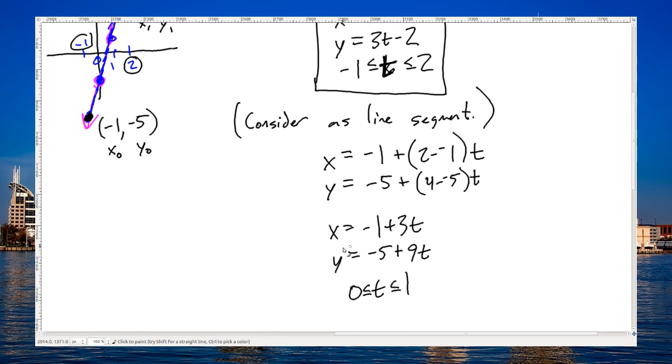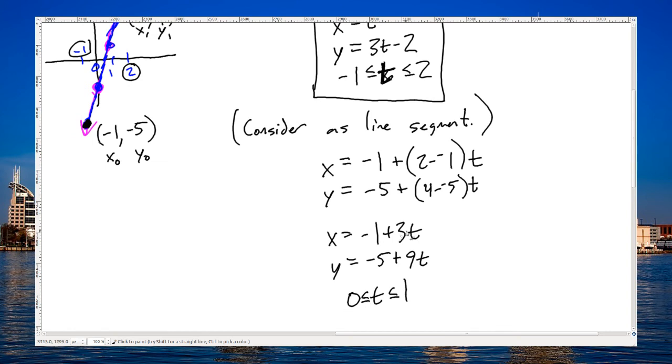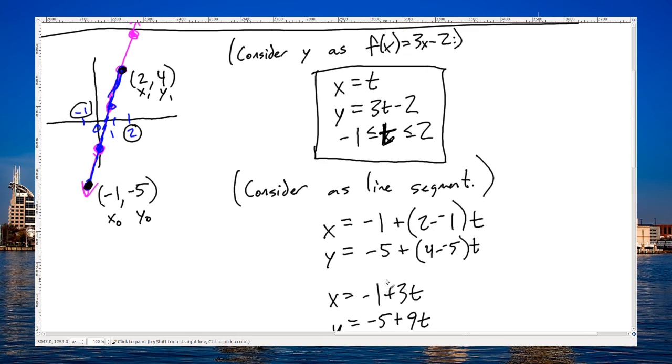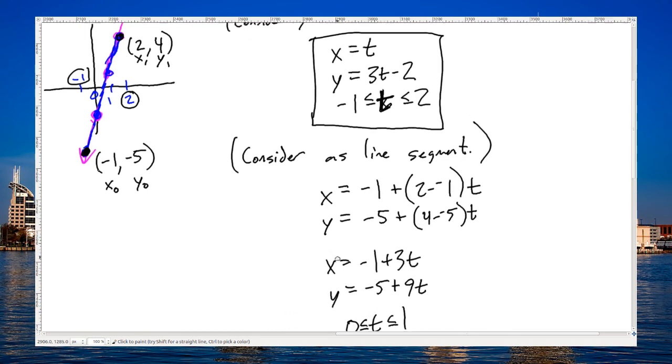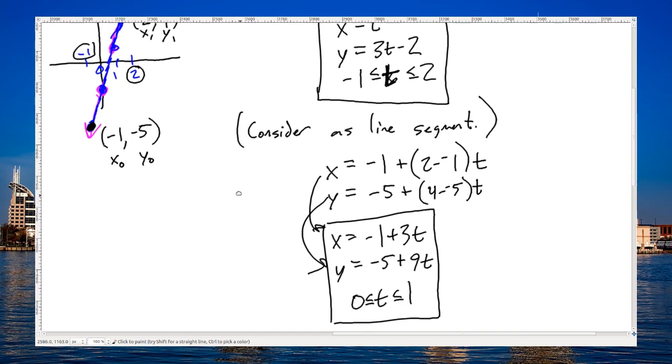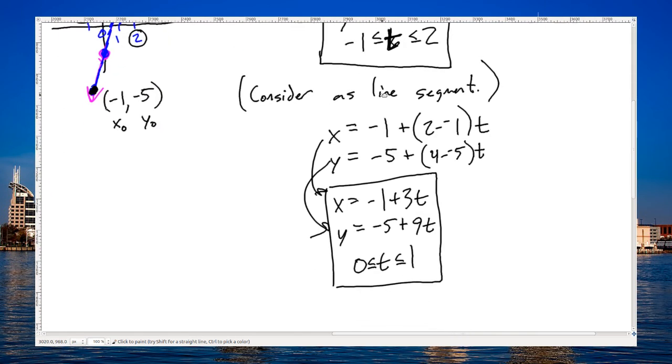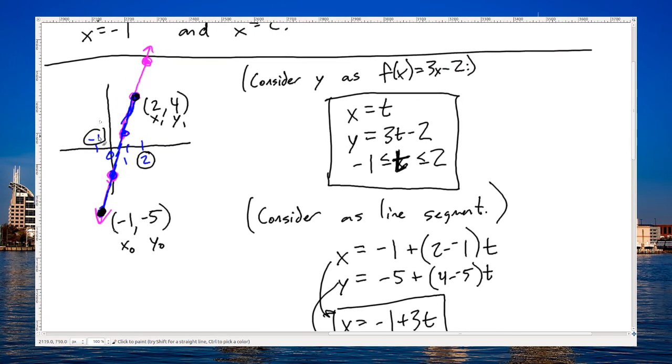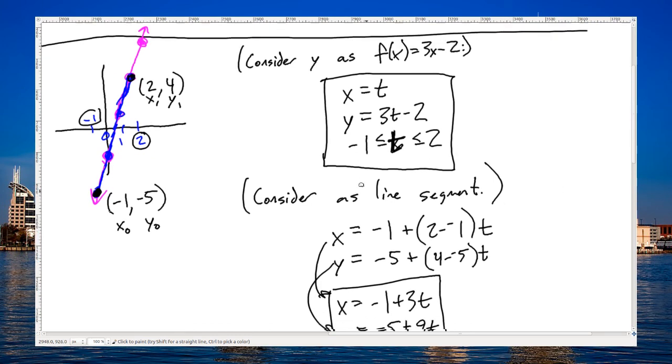And the reason why is that, well, just plug in the number. If you plug in a 0, you get negative 1, negative 5, the starting point. If you plug in a 1, you get negative 1 plus 3 is 2, negative 5 plus 9 is 4. So once I simplify those, there is my system of equations considering it as a line segment. And remember that you can have 2 different systems of parametric equations that both represent the same line. So we don't need to worry about that.